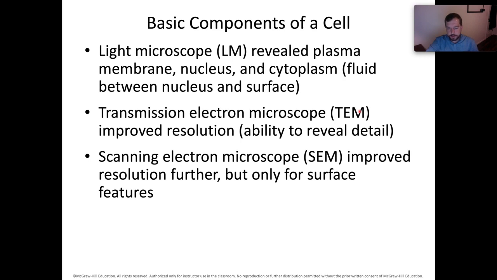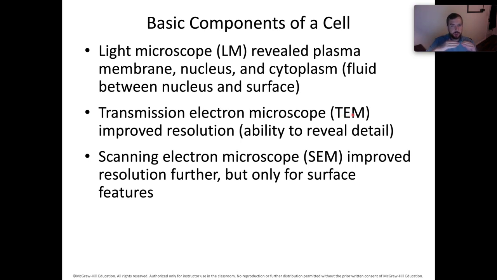So without getting too in the weeds of the physics, with a light microscope, you hit the cells with a beam of light. With an electron microscope, you hit them with a beam of electrons, and they give you a lot finer resolution. There are two types I want you to know about: transmission and scanning. The transmission electron microscope is the most high resolution.